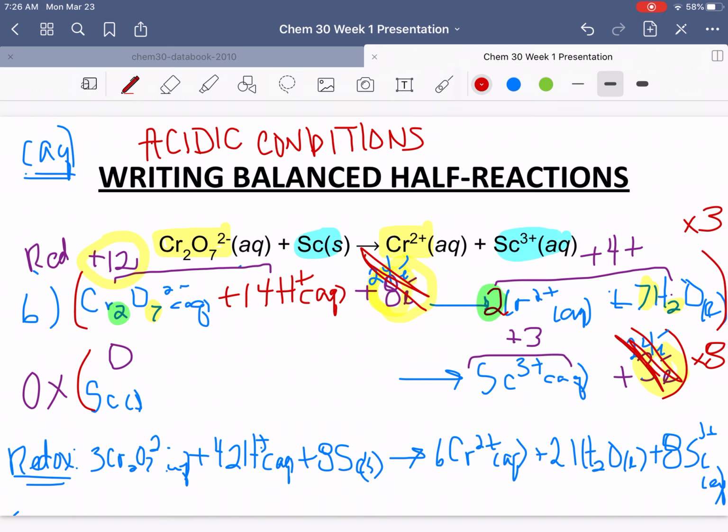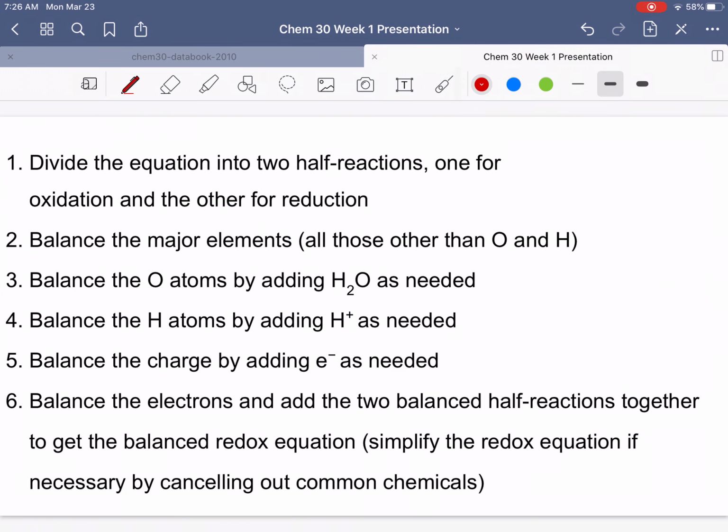Okay, so step by step in terms of what we actually did. We divided the equation into two half reactions. But at this point, when you're going through it, you cannot label yet.